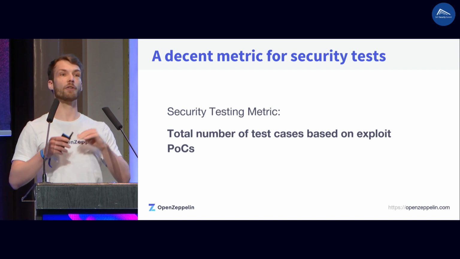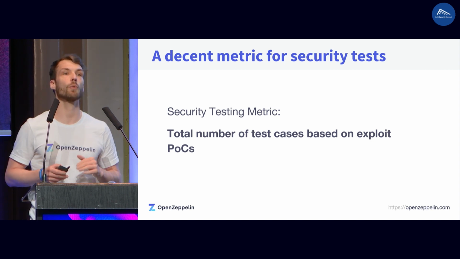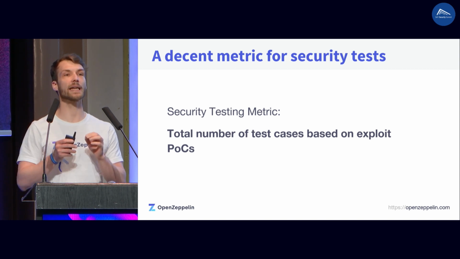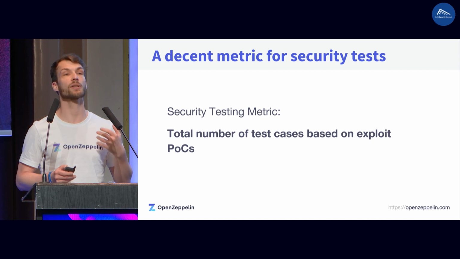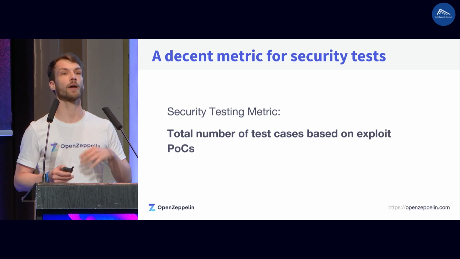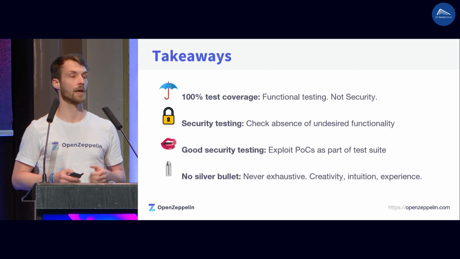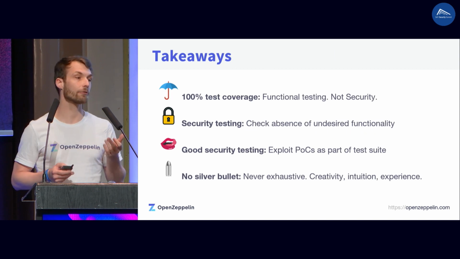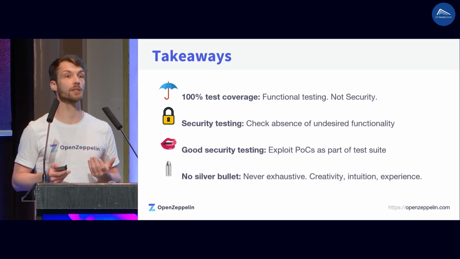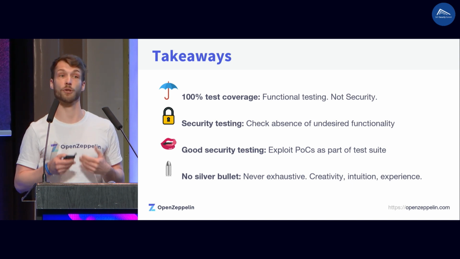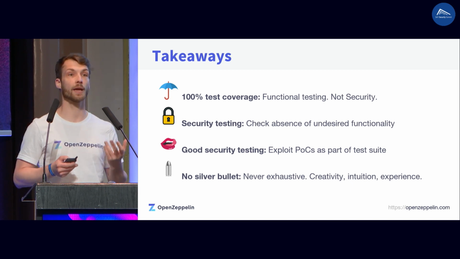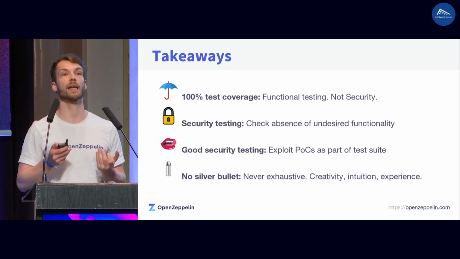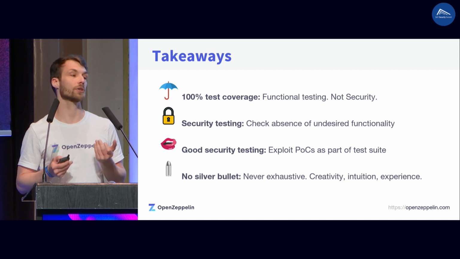Now on a very high level, if you are a decision maker, you don't want to recall the details here, you want a really simple metric: count the number of interesting test cases based on proof of concept exploits in your test suite and make this the metric of security testing. So to summarize, 100% test coverage is functional testing. It's not related to security. If you want to do security testing, you should test the absence of something. If you want to do this in a good way, you need to adopt a hacking mindset and really do exploit POCs as part of your test suite.